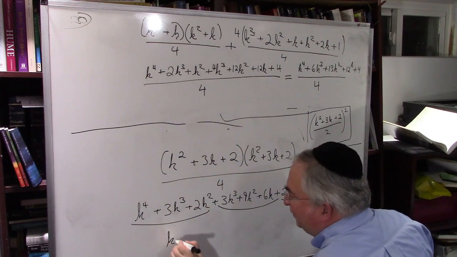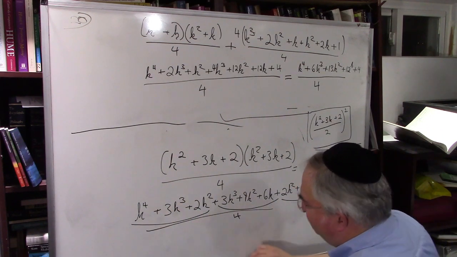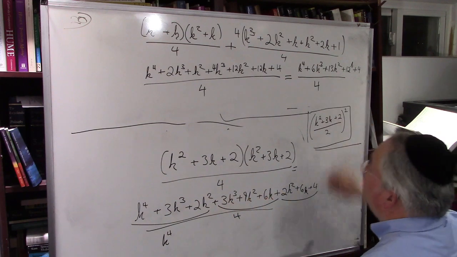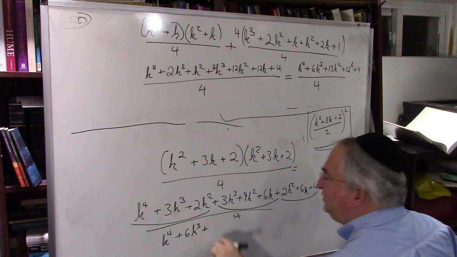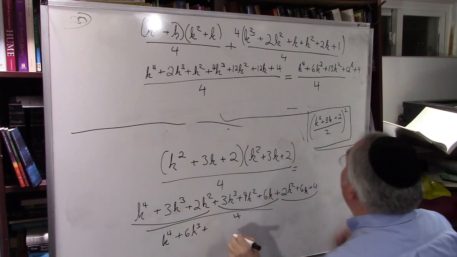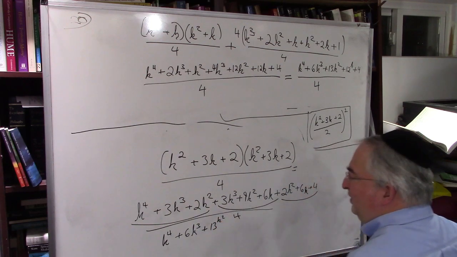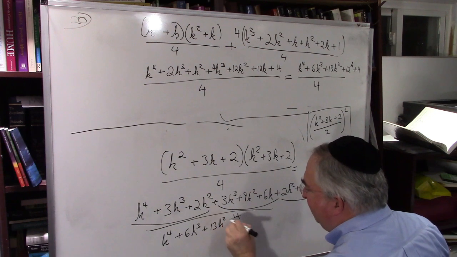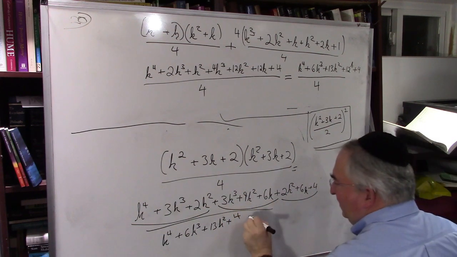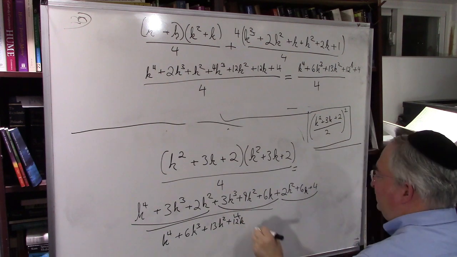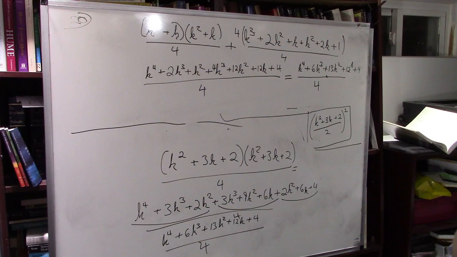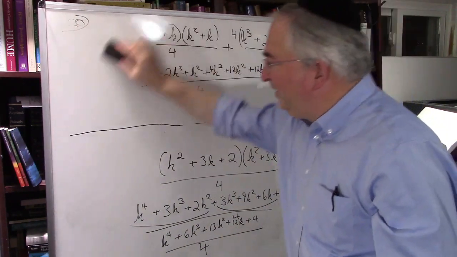Let's combine like terms. All this is divided by 4, by the way. So let's do it. k to the 4th. Great. 3k to the 3rd plus 3k to the 3rd, 6k to the 3rd, plus 2k squared plus 9k squared is 11k squared plus 2k squared is 13k squared. So far, 13k squared. Next, combine all the k's. 6k plus 6k is 12k plus 4. All this divided by 4. Our cheat sheet is what we get. So it worked out. What a pain in the neck. Doable, but a pain in the neck.